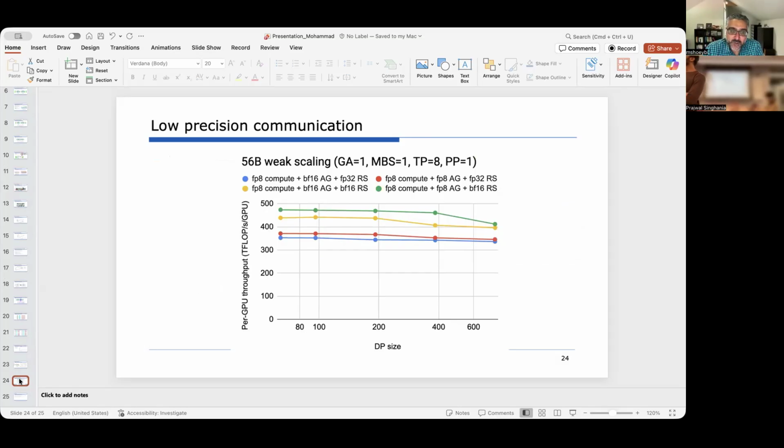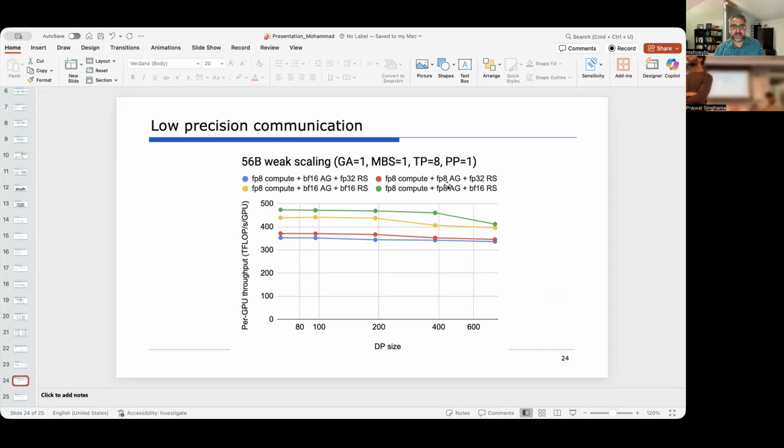Okay. So for example, let's take a look at the teraflops per GPU that we achieve for different cases. The blue one is basically where we do FP8 compute. So let's say we move from BFloat 16 compute to FP8. As a result, the communication to computation ratio decreases. So if we do BFloat 16 all gather plus FP32 reduce scatter, where gradients are in FP32 due to the precision, and parameters are still in BFloat 16, this is our baseline.